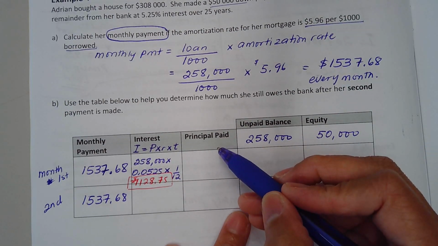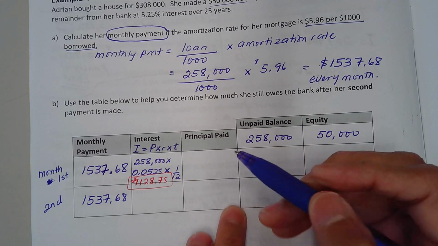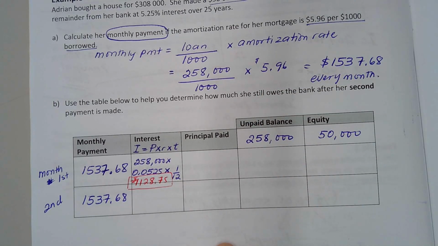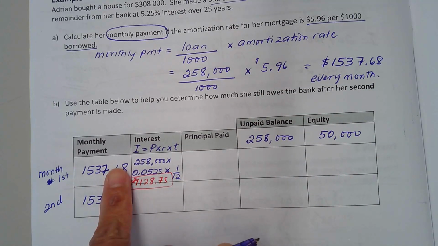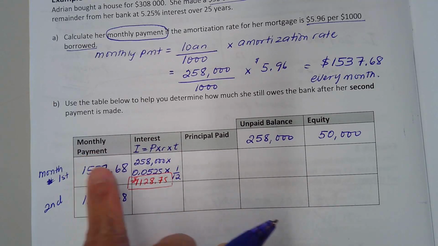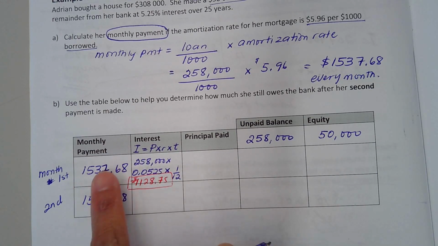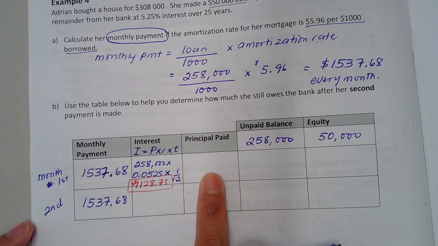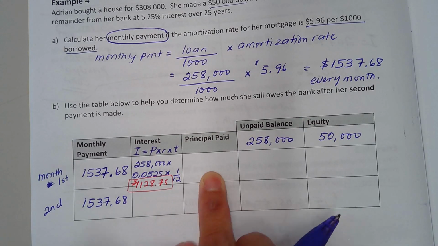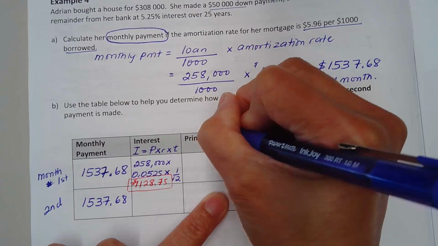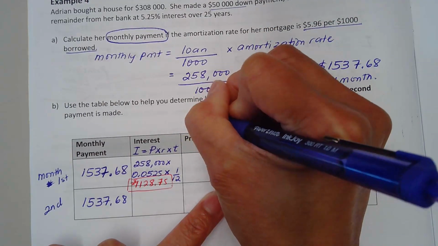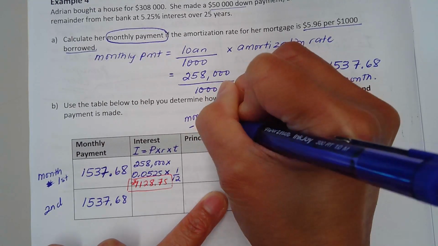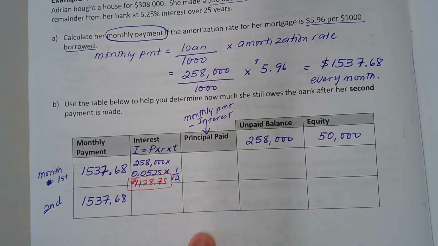What about the principal paid? How can we figure this out? Subtract those two numbers, the monthly payment and the interest. Correct. This is how much you paid, this is how much went to the interest. So whatever the remaining is, that's the principal paid. If you want, we can write this down in here. It's going to be monthly payment minus interest. Okay, so let's do that.